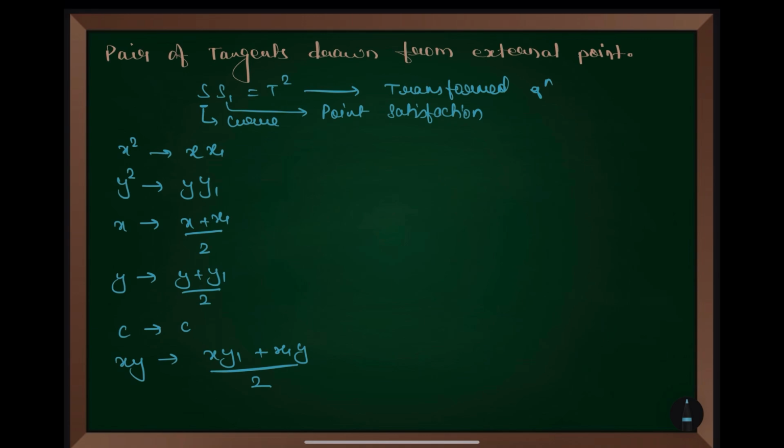Now look at this. This way you will get the pair of tangents, and it is a combined equation. So if you want independent equations, what should you do? You should factorize the curve like you did in pair of straight lines. Okay, I hope the idea is clear.